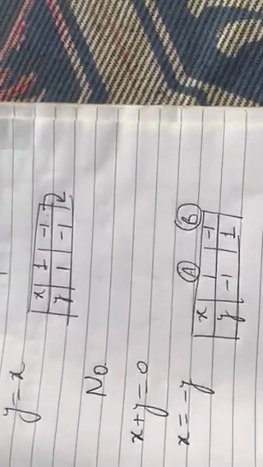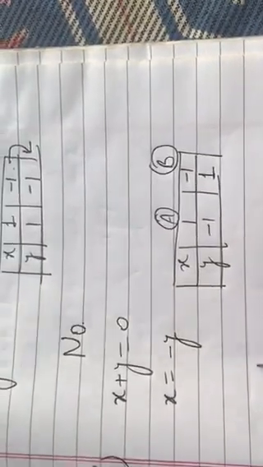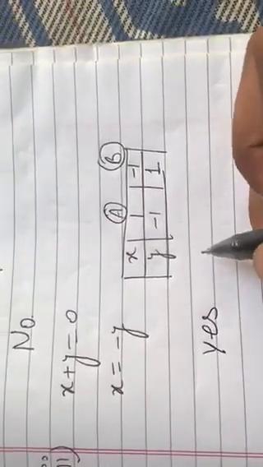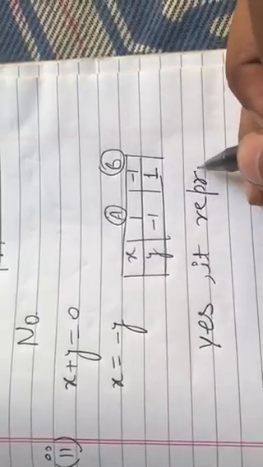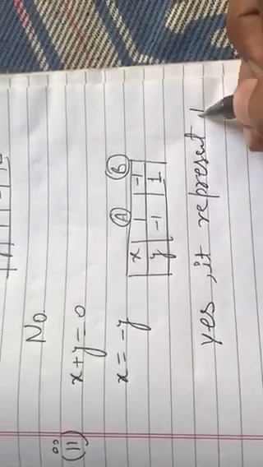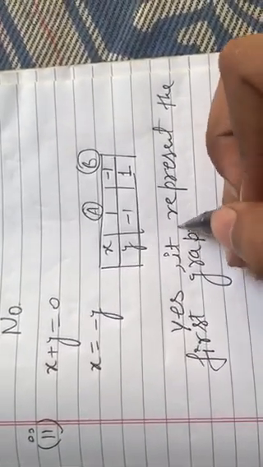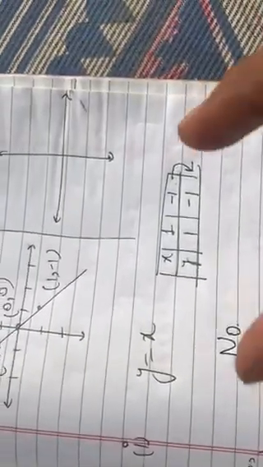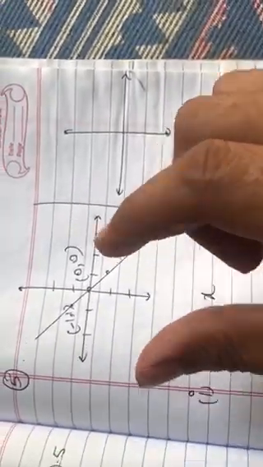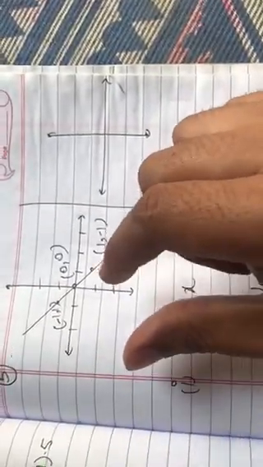That means the second equation satisfies graph 1, right. This means it is the solution. Yes, it represents the first graph. You always have to draw this solution, this graph, right. In your fair copy, before solving questions, first you draw the graph, after that you talk about the solutions.